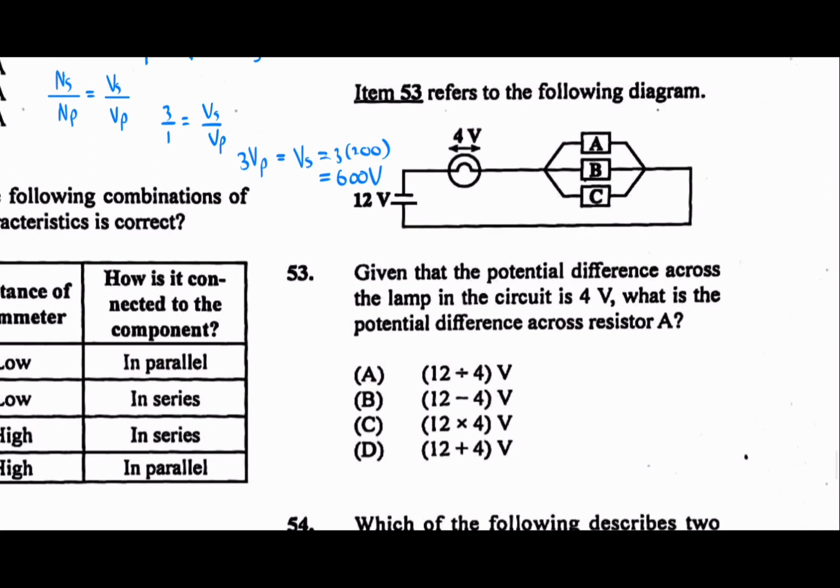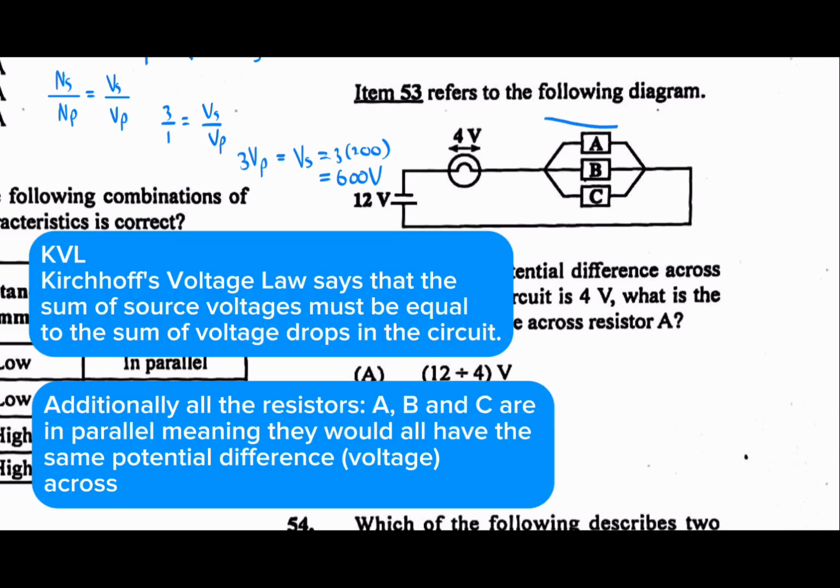Question 53. Given that the potential difference across the lamp in the circuit is 4 volts, what is the potential difference across A? So the answer for this is quite simple, it is 8. Why is this 8? I'll explain something. Right, I'm doing electrical engineering, and so I'd like to impart some of my knowledge. So in any circuit, the source voltage, well in this case it's just 12 volts, has to be equal to the sum of the voltage drops in the circuit.